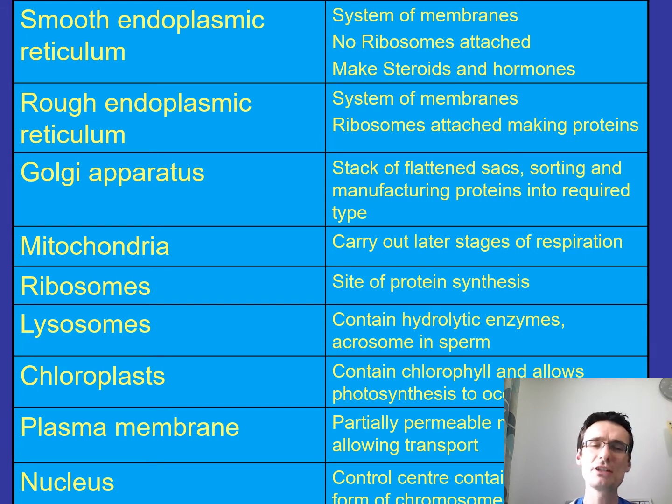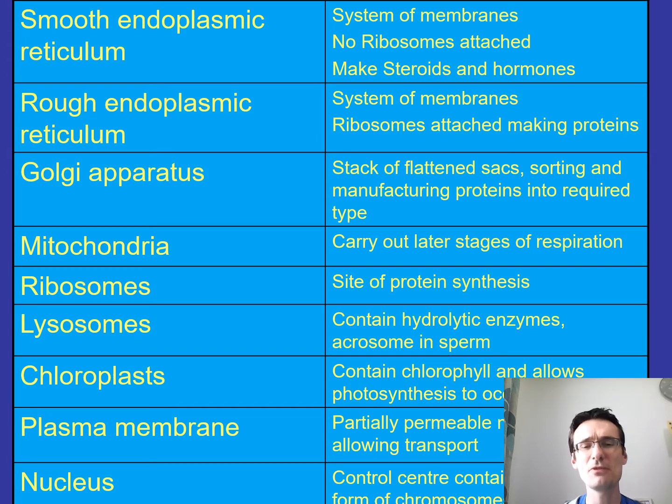glycolipids. Mitochondria carries out stages of respiration. Ribosomes are protein synthesis. Lysosomes contain hydrolytic enzymes that can break down bacteria, but in sperm, as an example, you have an acrosome which breaks down the egg outer layer, so that shows they can digest. Chloroplasts obviously contain chlorophyll and do photosynthesis.